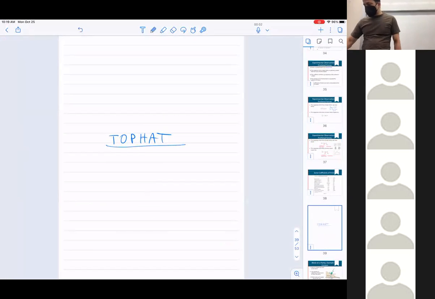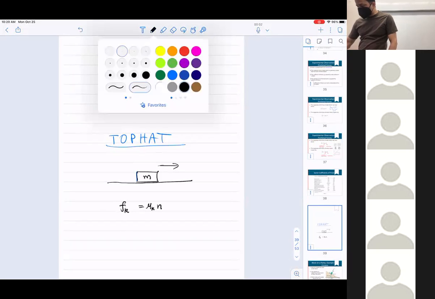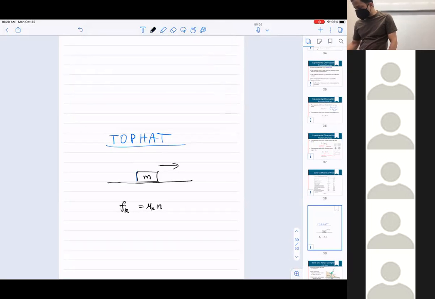So again, the idea here is that you have some box or some object of some mass m. It's sliding along the surface, and the force of kinetic friction is equal to mu k times n. So if I were to draw a free body diagram for this box, here's what that looks like. This is the free body diagram for m.